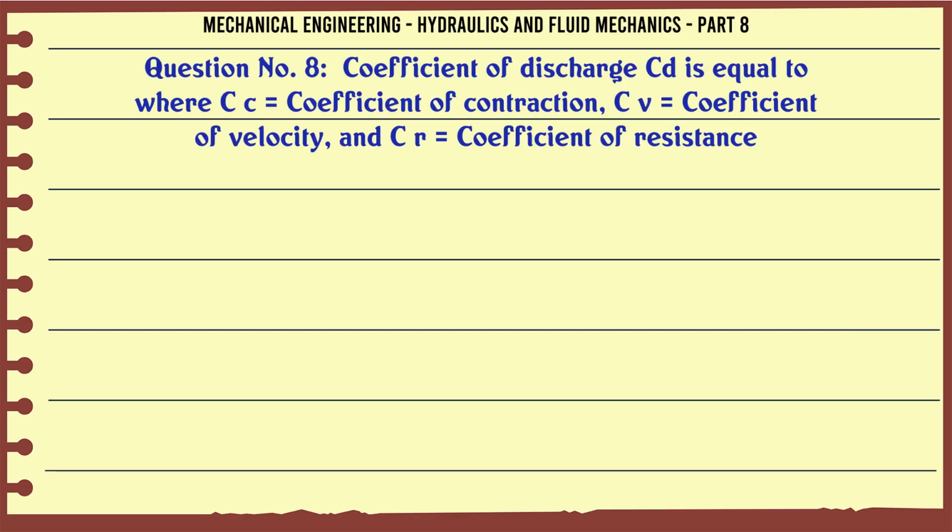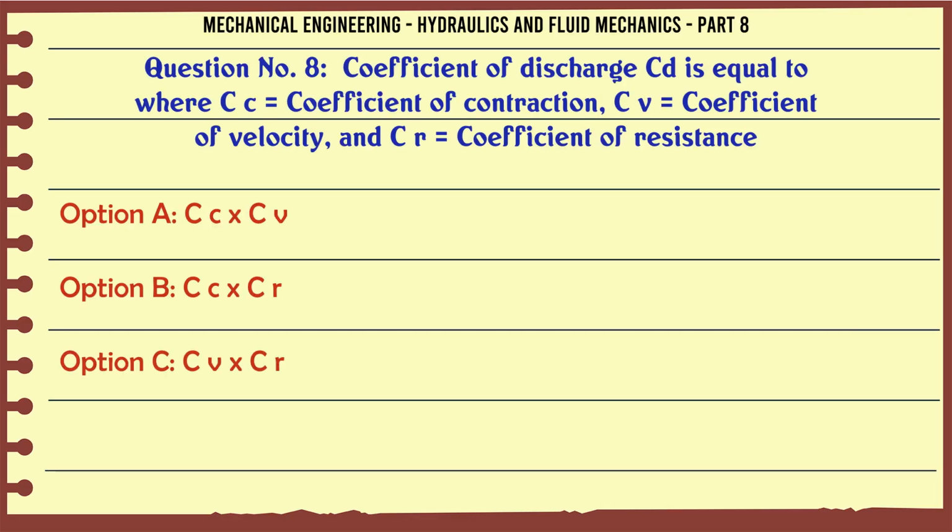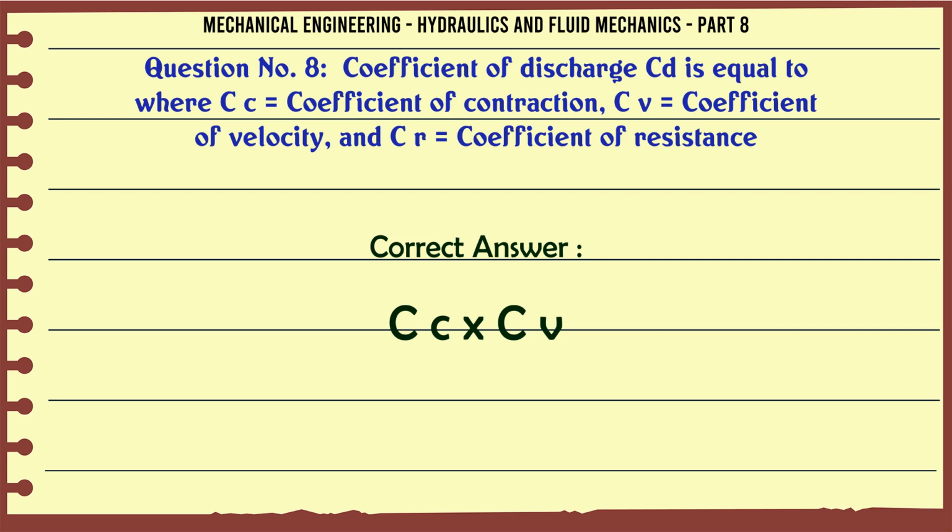Coefficient of discharge CD is equal to, where CC is the coefficient of contraction, CV the coefficient of velocity, and CR the coefficient of resistance. A. CC × CV, B. CC × CR, C. CV × CR, D. CC/CR. The correct answer is CC × CV.